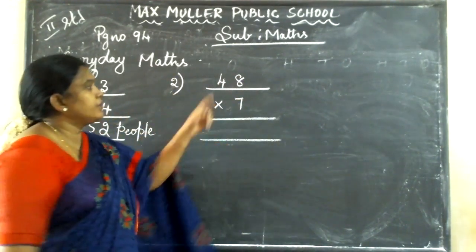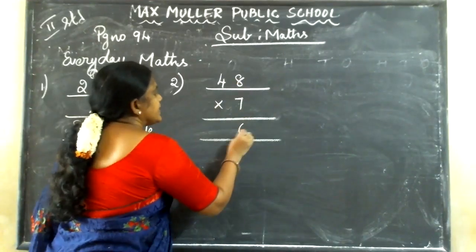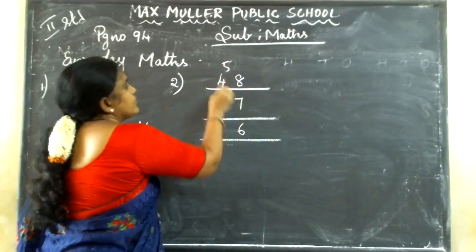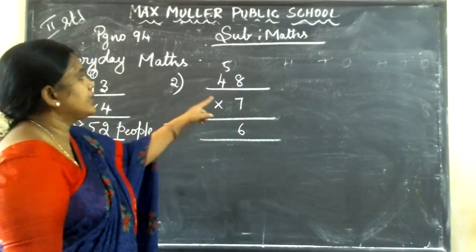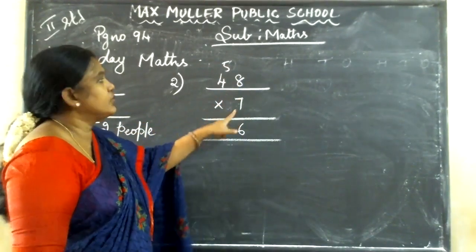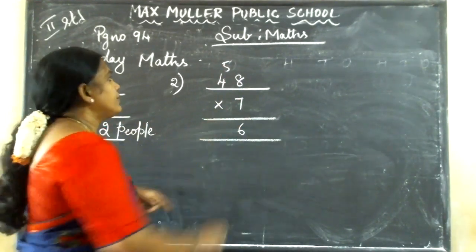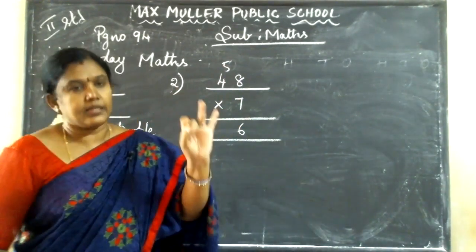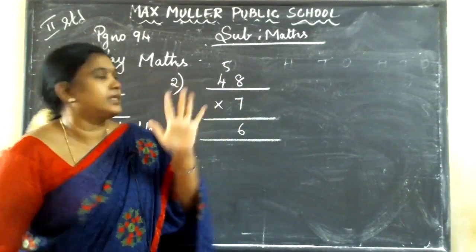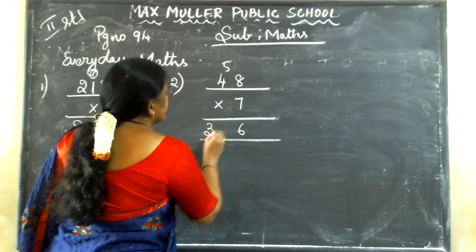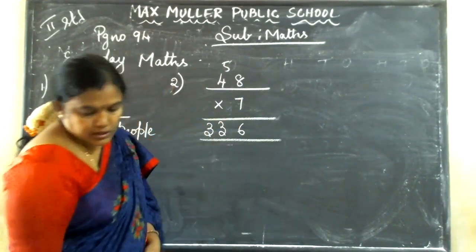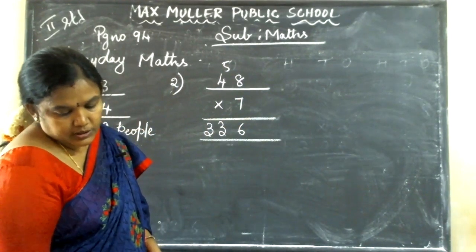Now you want to multiply. 7 8s are 56, plus 5. 7 ones are 7, 7 2s are 14, 7 3s are 21, 7 4s are 28, plus 5, 29, 30, 31, 32, 33. 336 bottles in 4 such buses.